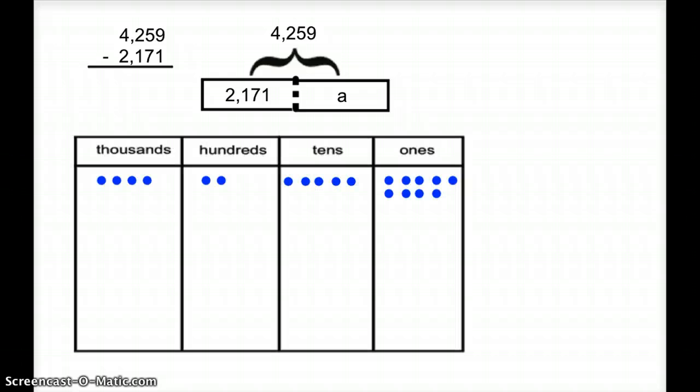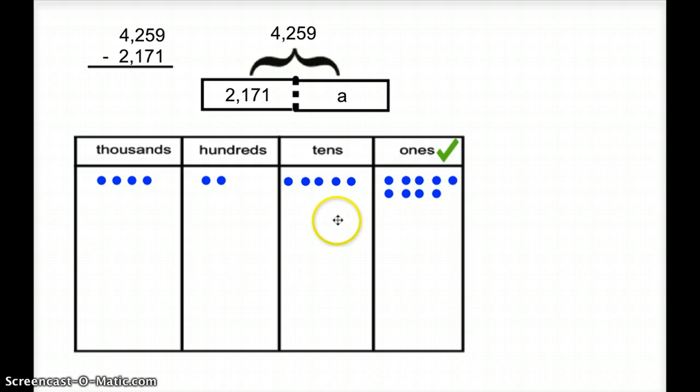To begin, let's go ahead and put our total, or our whole number, in a place value chart. I have 4 units in the thousands place, 2 in the hundreds, 5 in the tens, and 9 in the ones. Now before I subtract, I need to make sure that I have everything in the right place. I'm going to subtract 1 ones away from 9 ones. To make sure that I can do that, I have to make sure that I have enough ones to subtract. 9 is greater than 1, so I have enough in this place value.